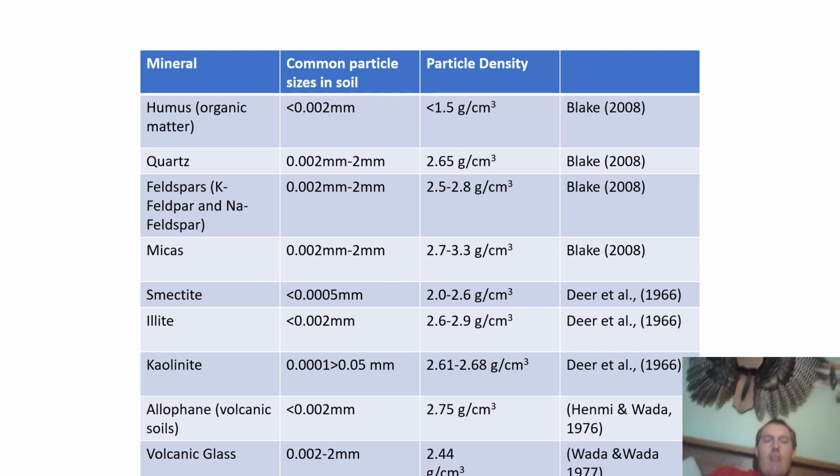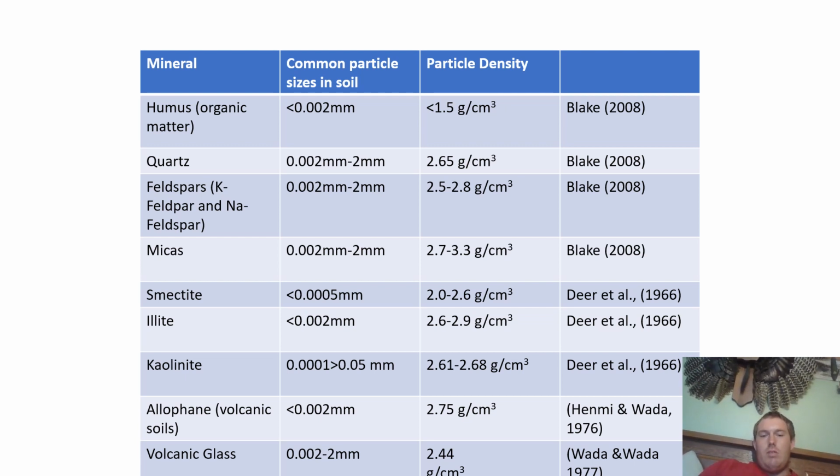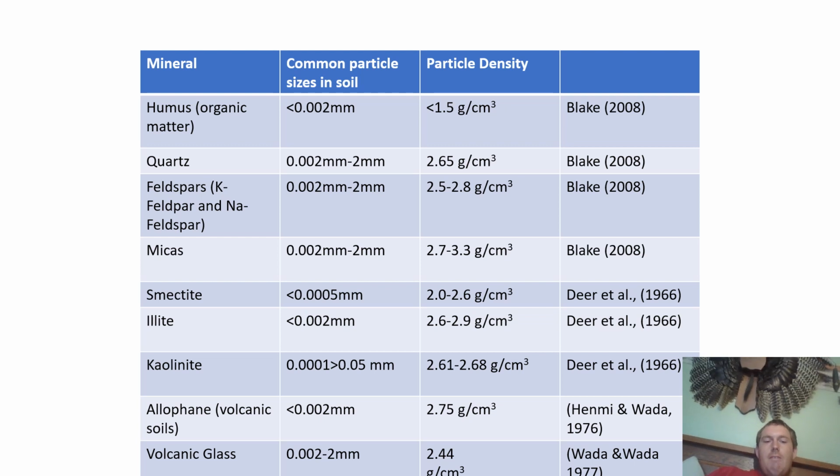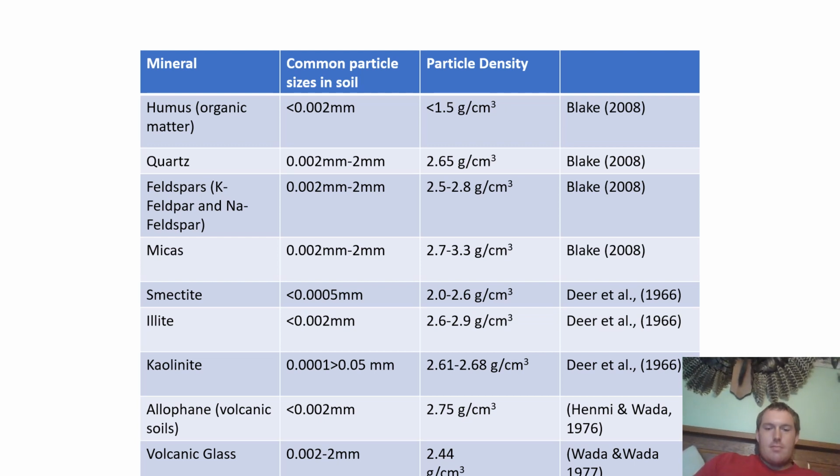And the sand fraction of the soil generally consists of quartz and some feldspars and micas, which you can see the particle density range for. And the same thing with the silt fraction of the soil, but the clay fraction of the soil consists primarily of smectite, illite, and kaolinite, except in volcanic situations, which are the allophane and volcanic glass that I have listed, which is mostly around the Ring of Fire where you find that.